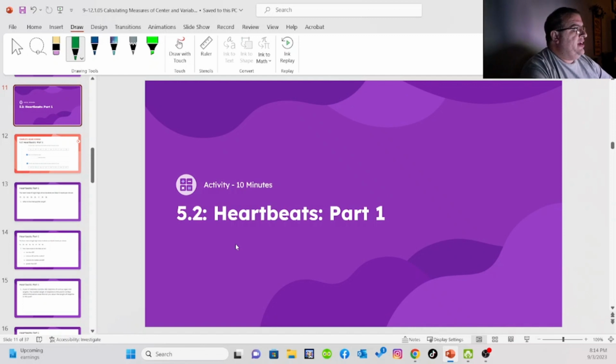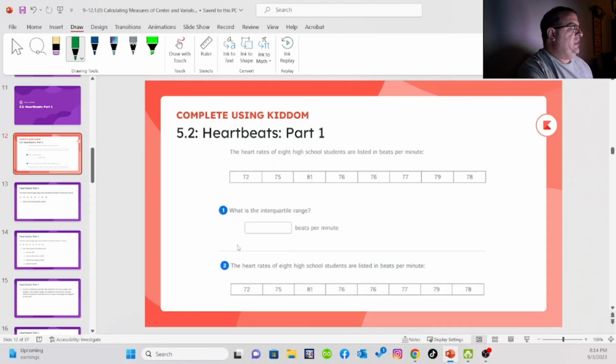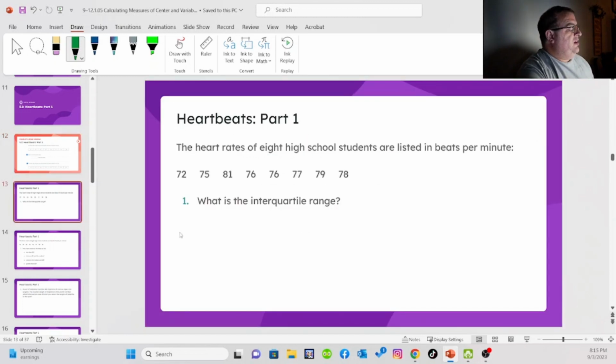Okay, our next activity is activity 5.2. This is titled Heartbeats, Part 1. It is available on Kidam or in the workbook, so whichever way you prefer to do it. We start out being told that the heart rates of 8 high school students are listed in beats per minute. They give us the beats per minute here. Notice they are not in numerical order.